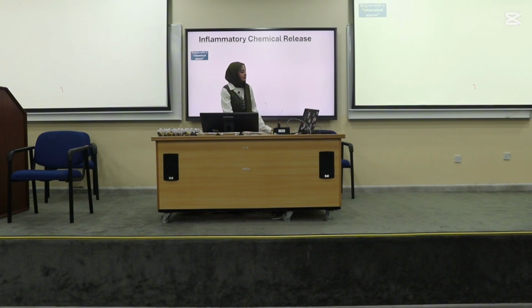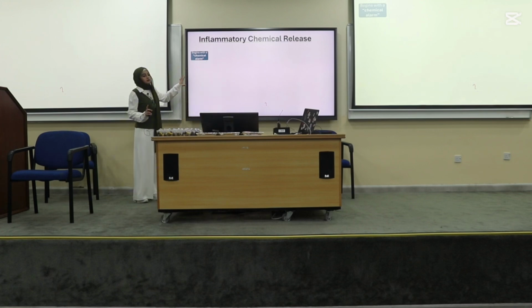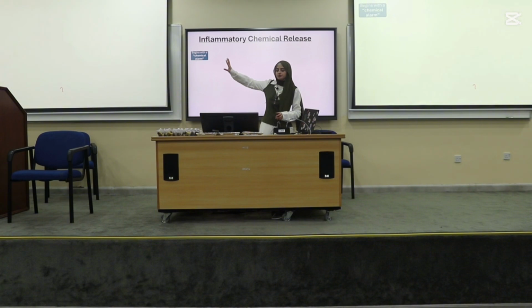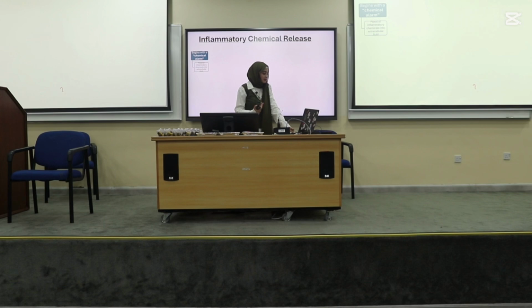Now, inflammatory chemical release. You guys focus on this because this is important. Focus on the left side. It begins with a chemical alarm, which is basically the presence of inflammatory chemicals, all of these in the extracellular fluid. Now, can you guys give me sources of inflammatory chemicals? What are some sources? The damaged epithelial cells. Yes. What else?